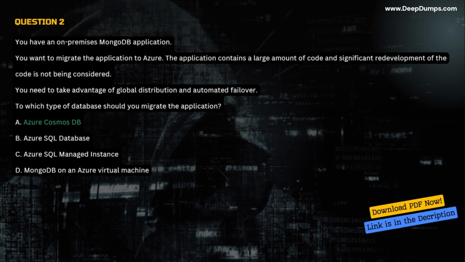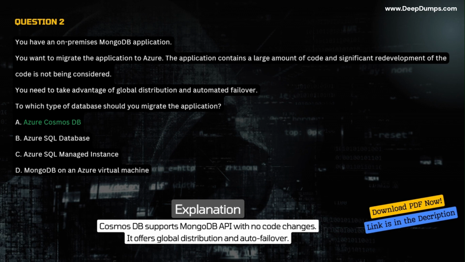Correct answer A. Azure Cosmos DB. Explanation. Cosmos DB supports MongoDB API with no code changes. It offers global distribution and auto failover.